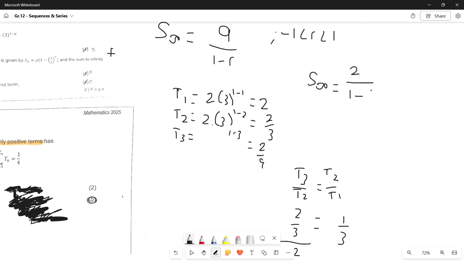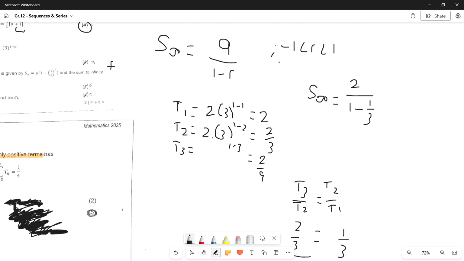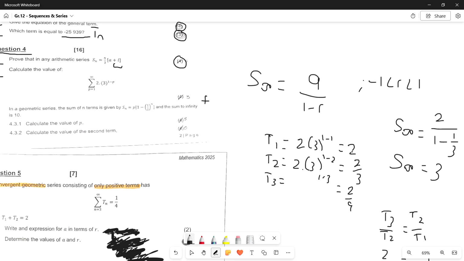So we can just go ahead and plug 1 over 3 into r's position, and then we can go ahead and solve for S infinity, because S infinity equals 3. And this is the final answer for every single number in this sequence added up to infinity as it approaches closer and closer to the limit. And that just earned us 4 marks.